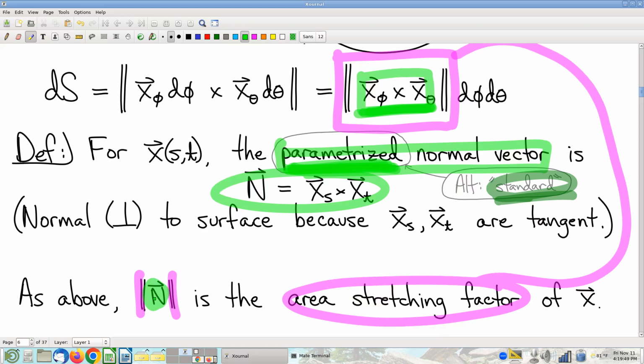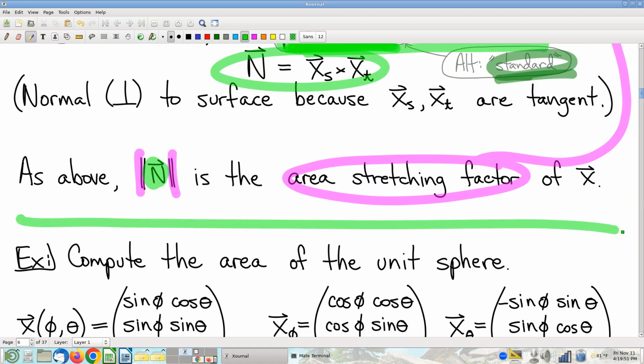And this is a good place to end it. We are going to see an example, first cat out of the bag next time. And basically, we're all set up to start doing surface integrals.